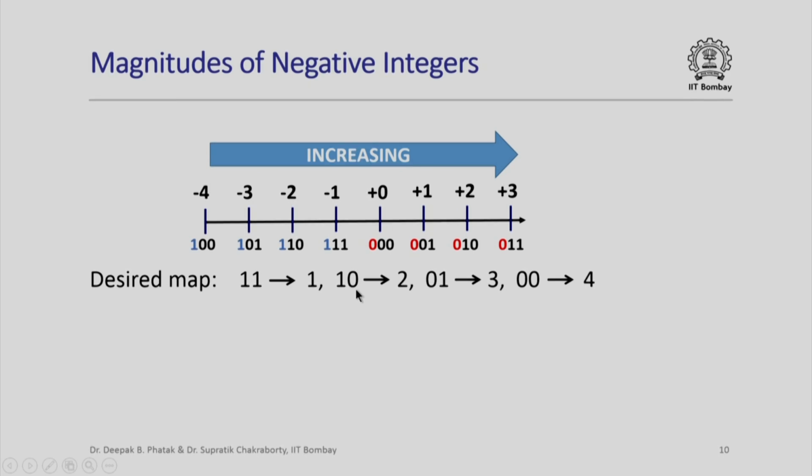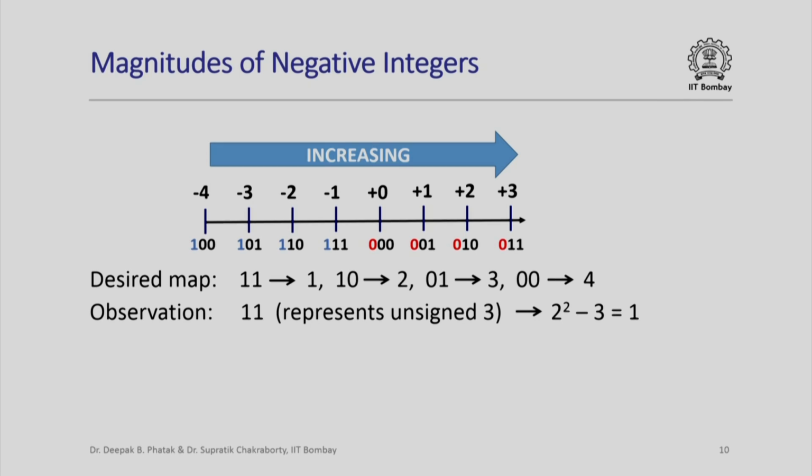and while 1 0 as an unsigned integer does represent 2, 0 1 as an unsigned integer does not represent 3, similarly 1 1 as an unsigned integer does not represent 1, so we need to come up with a more sophisticated mapping than just reading off this binary sequence as an unsigned integer.